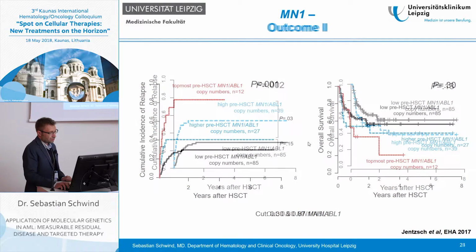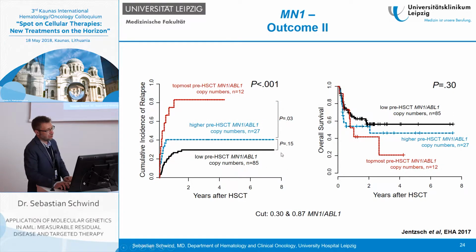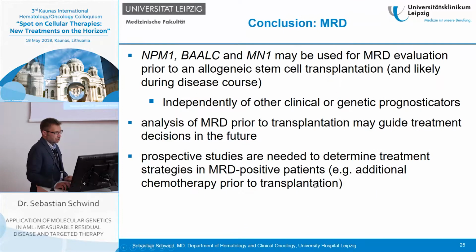And if we used our second cut point there, you can see that those with the topmost expression of MN1 copy numbers, even though those patients were in complete remission at time point of transplantation, had a very, very high chance of relapsing after transplantation, with also here in the overall survival curve, even though the p-value is not significant, the lowest running curve.